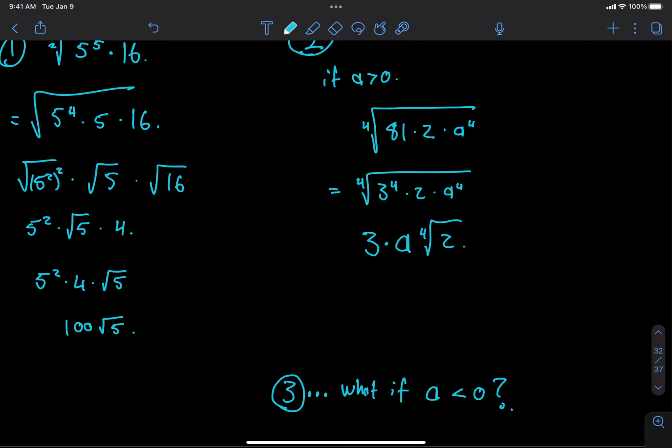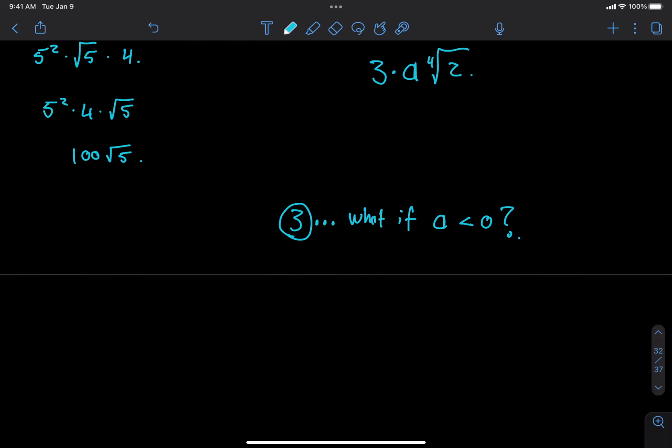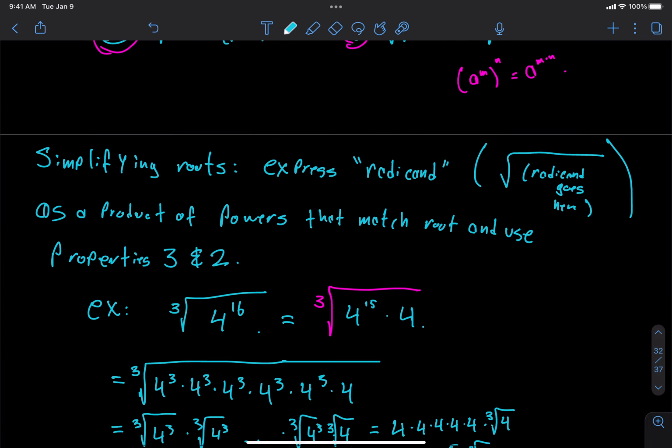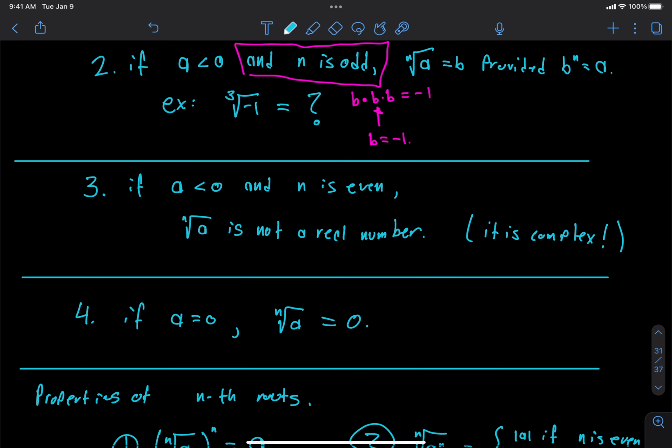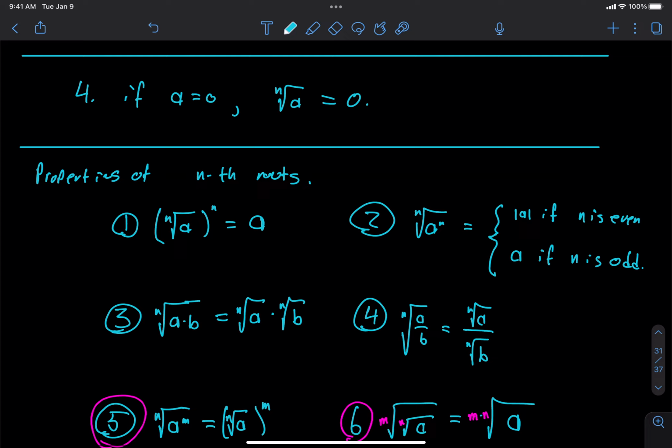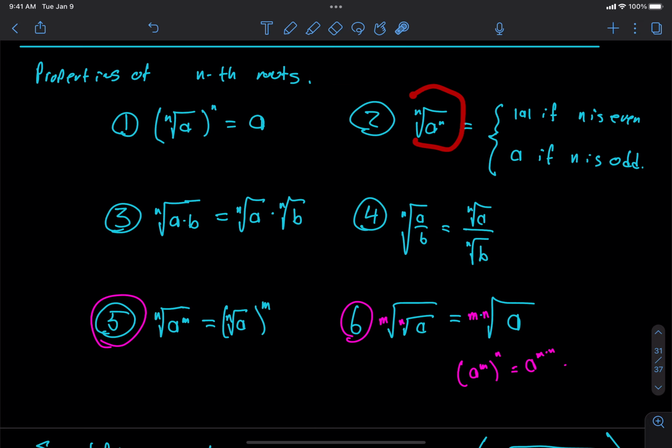Okay, so if a is less than 0, we're going to get 3 times the absolute value of a times the 4th root of 2. So why is that true? That's true because of rule number 2 here, right? The nth root of a to the n. If n is even, we get the absolute value of a. Okay, so that's the only thing that will change there.